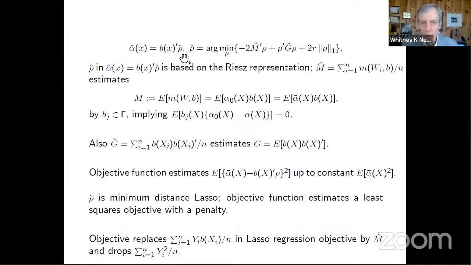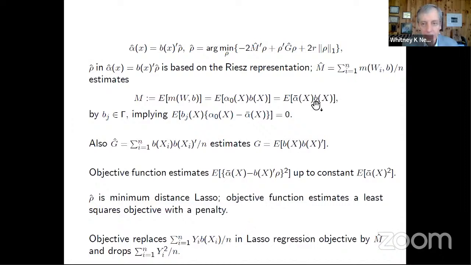Okay, so here it is again. There's the estimator. The alpha rho hat is this lasso minimum distance thing. This is actually based on the representation. The idea of this objective function is that it's estimating the squared error, up to a constant, of approximating alpha bar by this m. And so we use Louis' representation to do that. So what is this m hat here? It's estimating the expectation of m at the basis functions. We use this characteristic of the Riesz representer: that expectation of m at the basis functions is just the expected product of alpha naught times the basis functions, which is then the expected product of alpha bar times the basis functions.